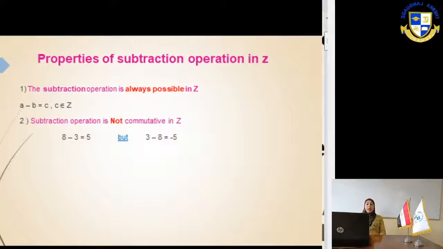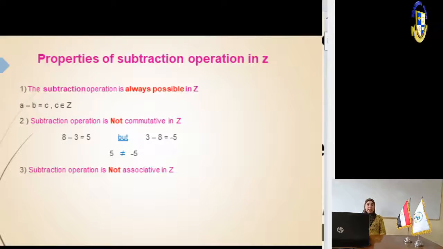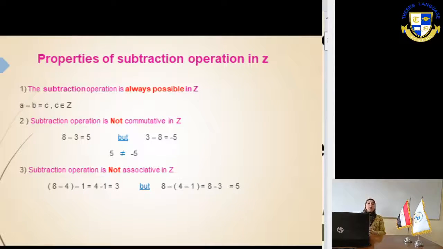Number 3, the subtraction operation is not associative in Z, which means if I change the groups, the answer will change. Here, the group of 8 minus 4, minus 1 equals 8 minus 4 equals 4, minus 1 equals 3. But if I change the place of the bracket, it will be 8 minus the group of 4 minus 1. 4 minus 1 equals 3, so 8 minus 3 equals 5. And of course, 3 is not equal to 5.